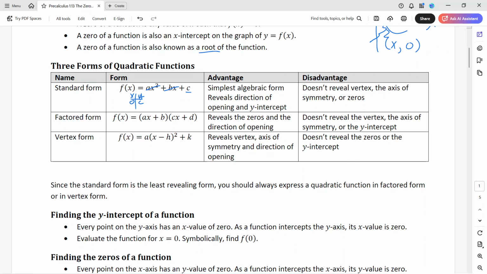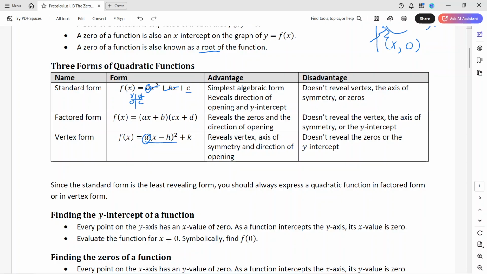And I know that when I expand the vertex form of the graph, that multiplier that tells me about the shape and opening of the graph distributes onto the x squared. So that a value there will tell me the direction of opening, but it doesn't tell me much beyond that.